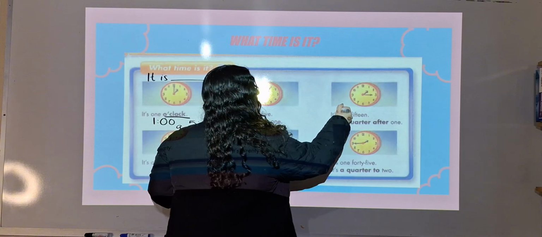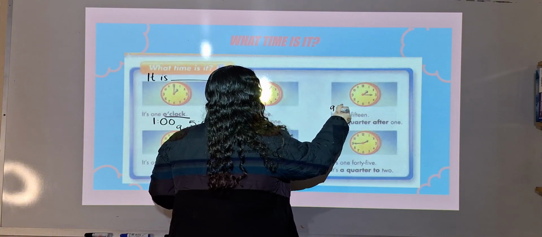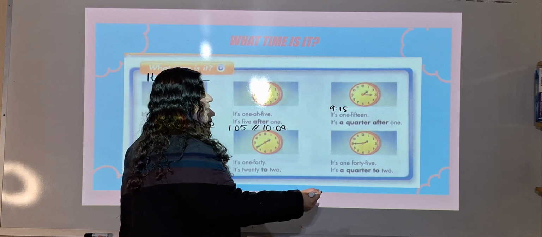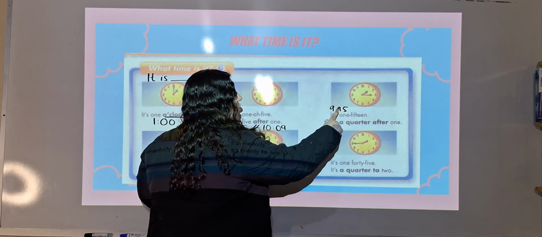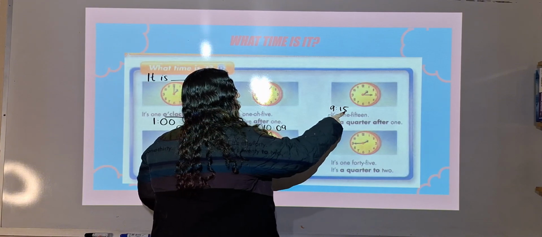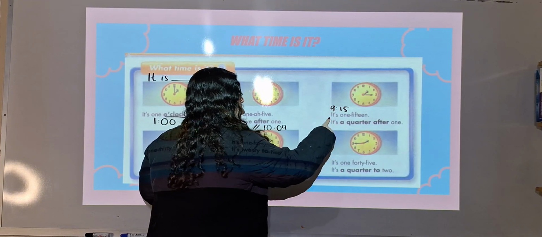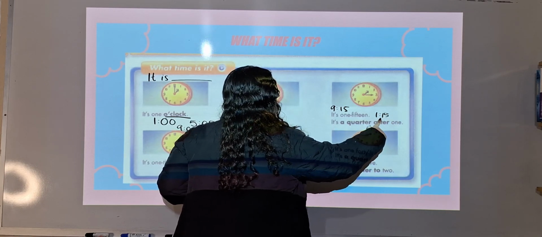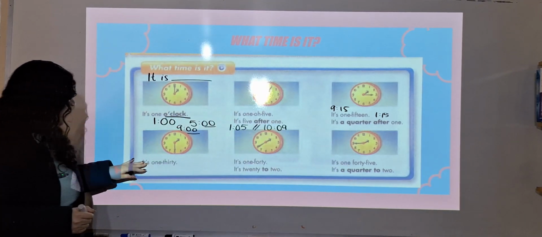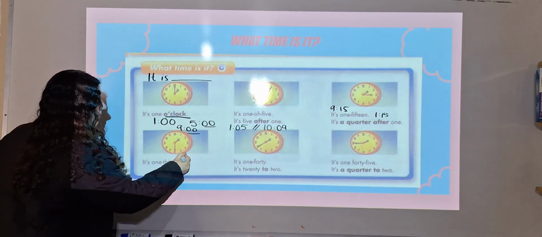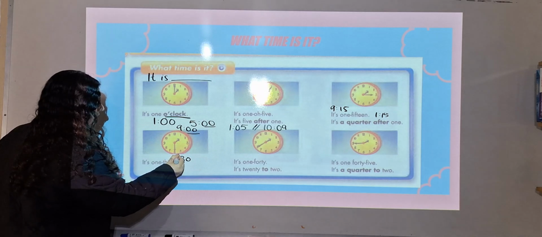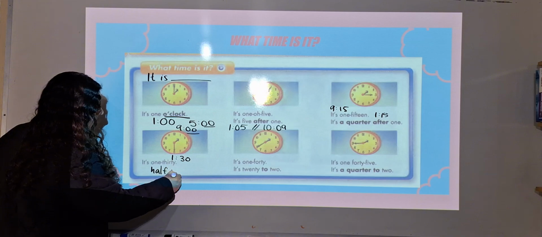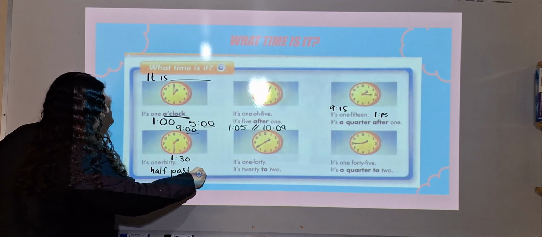Then if we have the 15-minute mark, for example, right here, we're going to read it in two ways. The first one is the easy one, which is 9:15. Or we can read it as a quarter after 9. For example, here we have 1:15 or a quarter after 1. Now, if we have the exact 30-minute mark, we're going to say that it's 1:30. You can also say that it's half past 1. It's another option that we have.